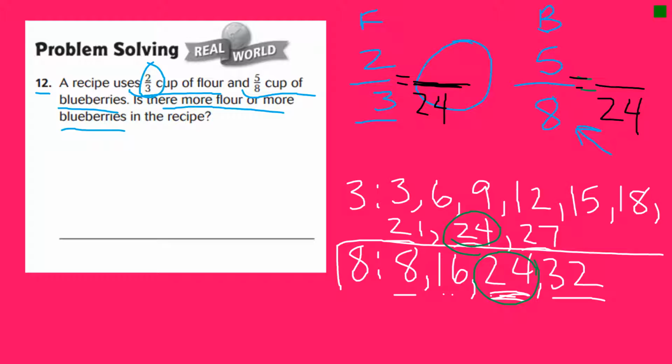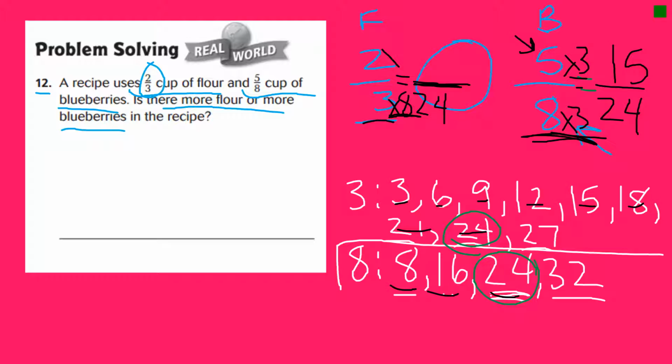So let's start with 5/8. 8 times what is 24? Well, if you forget, you can go 8 times 1, 2, 3. 8 times 3. How about 5? 5 times 3 is 15. Okay, so 5/8 is equivalent to 15 24ths. 2/3, so 3 times what is 24? Oh, we just did 3 times, didn't we? Right? 1, 2, 3, 4, 5, 6, 7, 8. 3 times 8. Gosh, I didn't leave myself very much room. 3 times 8 is 24.